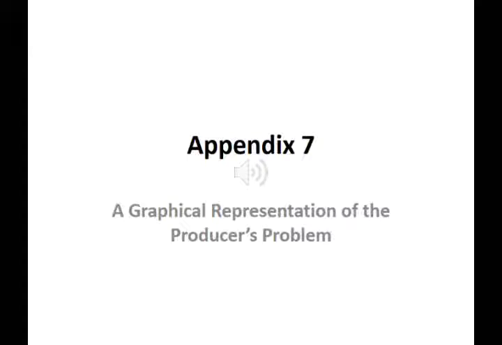Here we are going to do the same, but for the theory of the firm. So in the appendix of Chapter 7, we are going to look at a graphical representation of the producer's problem, and I will show you how we are going to reach the least cost rule using a graph.